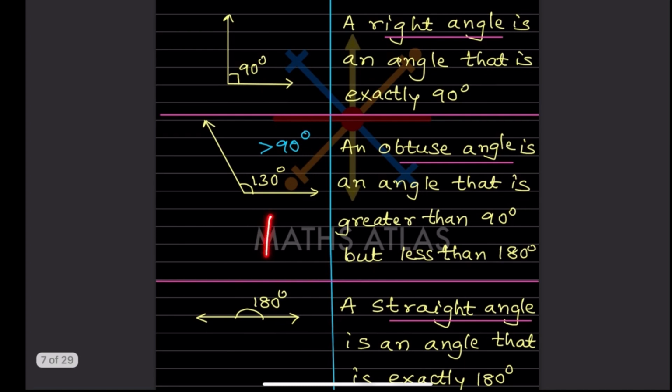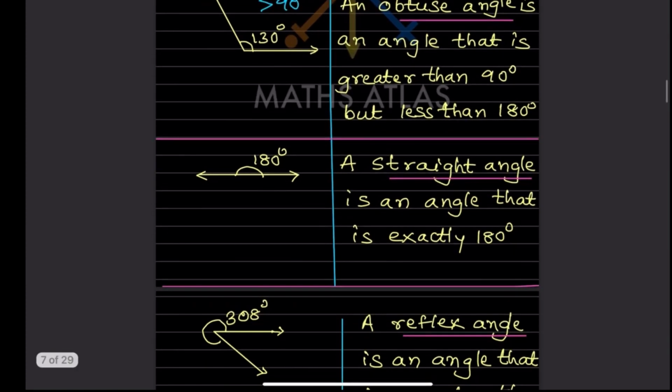And the obtuse one: this is 90. Outside this, whatever the angle, is called an obtuse angle. An obtuse angle is an angle that is greater than 90 degrees. Now this is a straight angle. A straight angle will be 180 degrees. So a straight angle is an angle that is exactly 180 degrees.